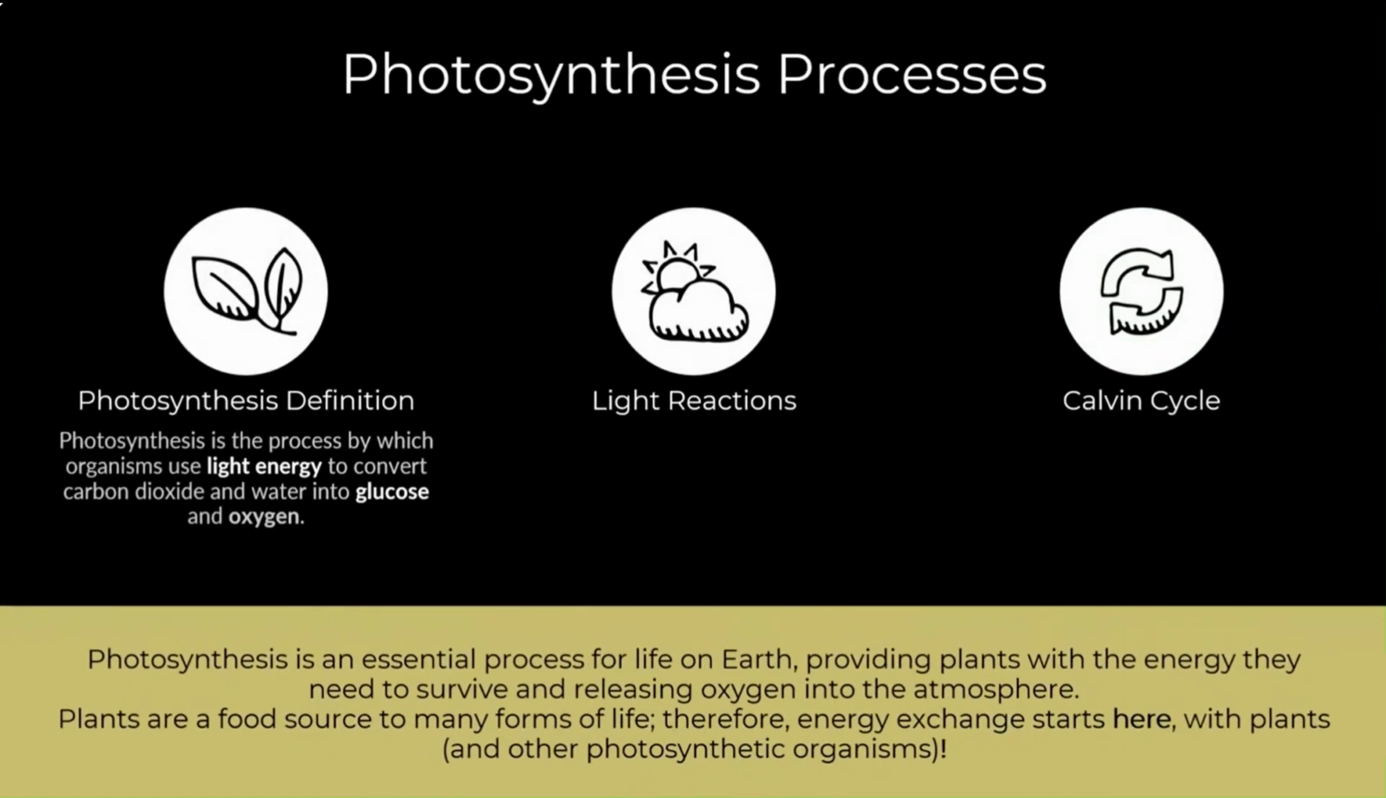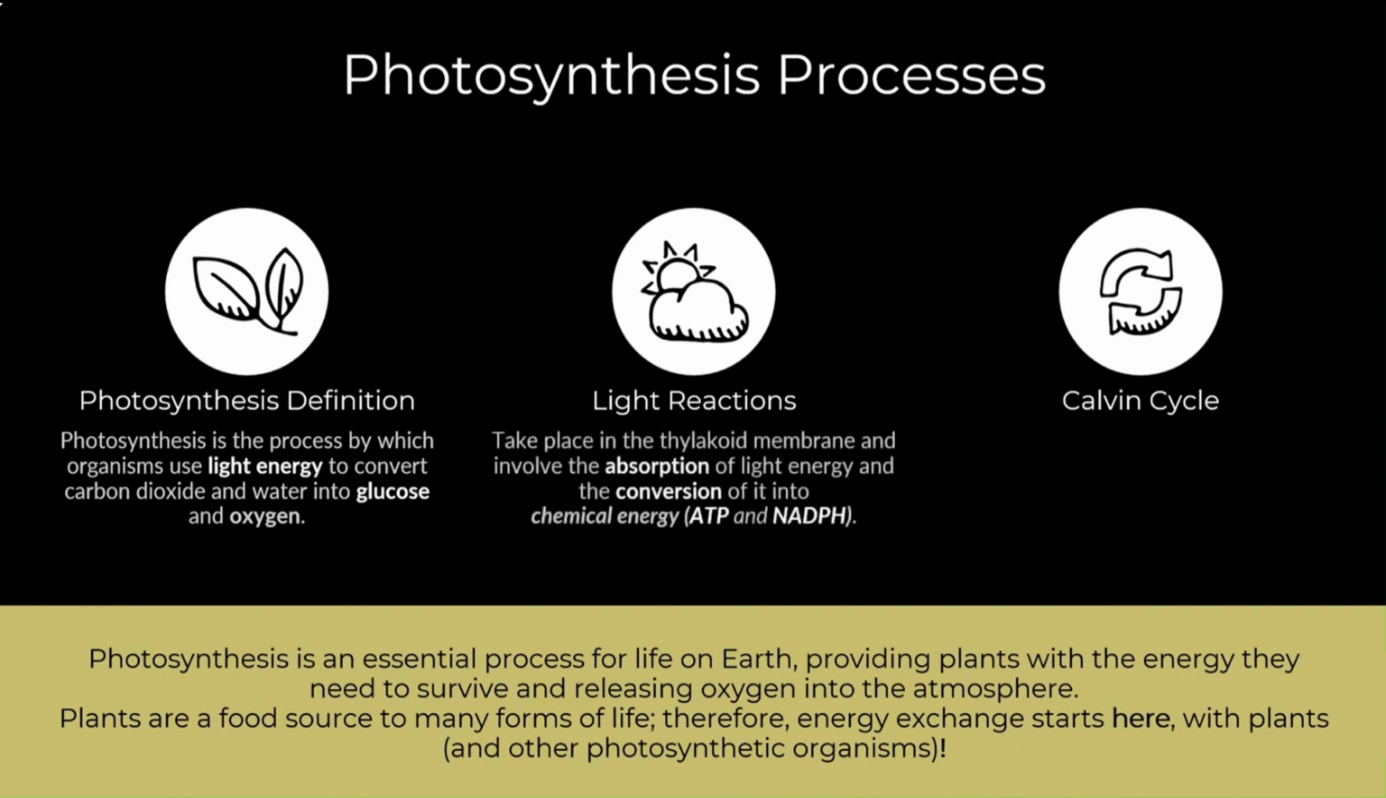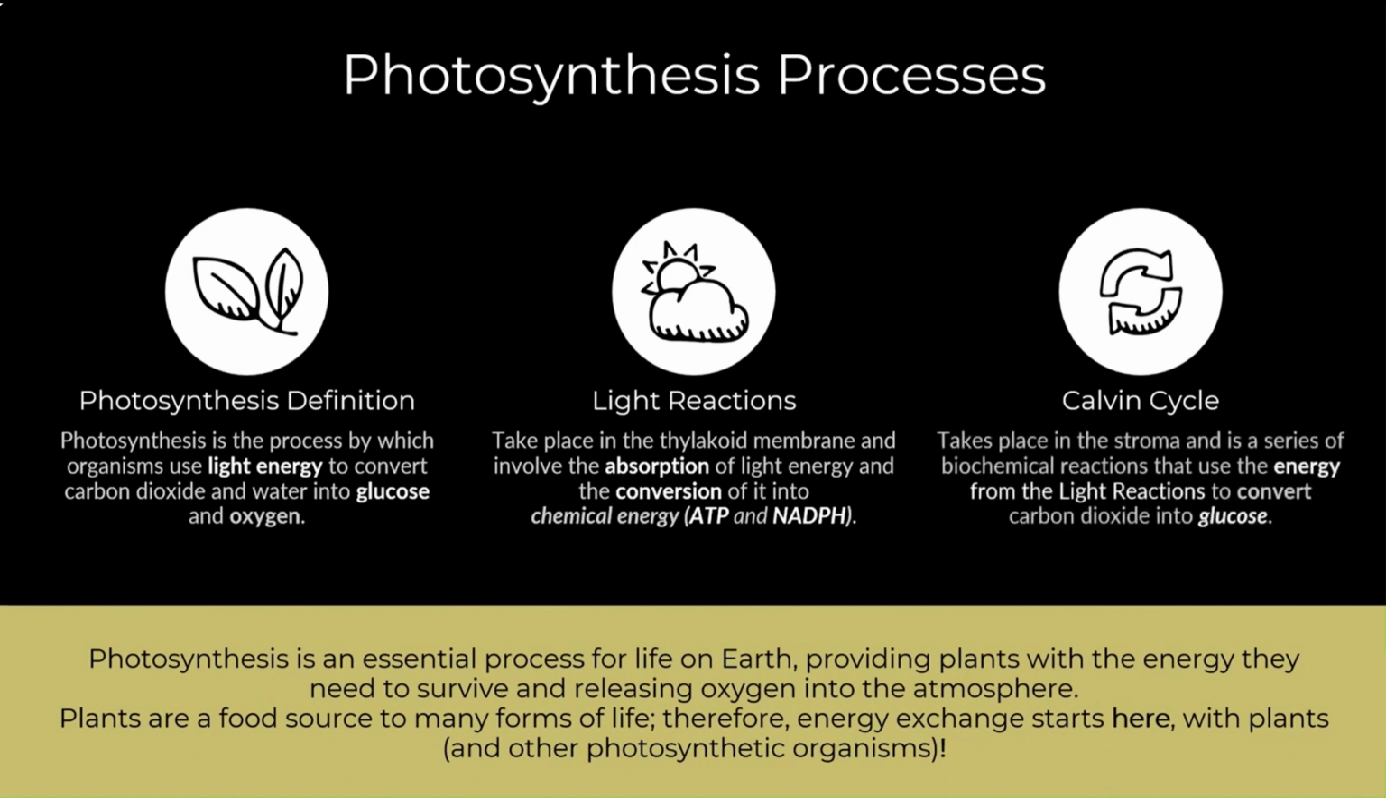There are two main processes that take place within photosynthesis: the light-dependent reactions and the light-independent reactions. The light-dependent reactions take place in the thylakoid membrane of the chloroplasts within cells, and, as the name would imply, they only occur in the presence of sunlight. The sunlight, or light energy, is converted into chemical energy during these reactions. The light-independent reactions take place in the cytoplasm of chloroplasts, an area that is called the stroma, and is a series of biochemical reactions that use the chemical energy from the light reactions to convert carbon dioxide into glucose.